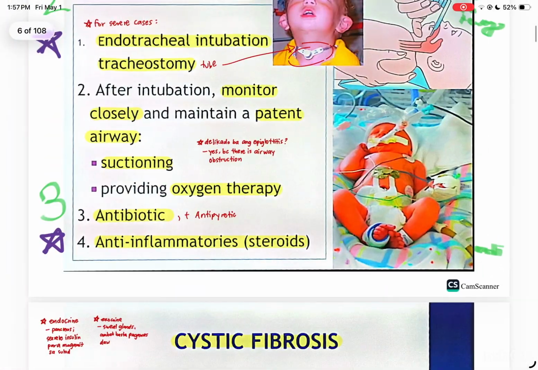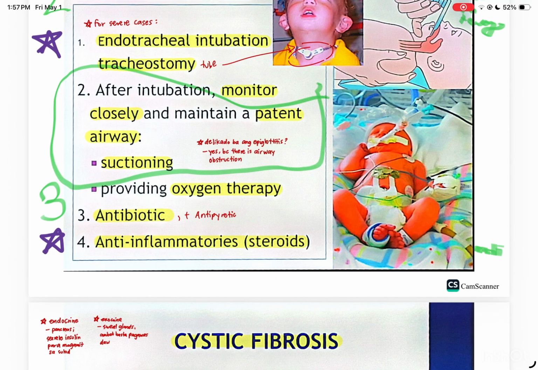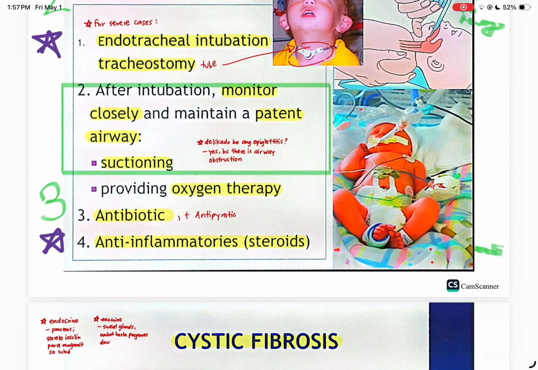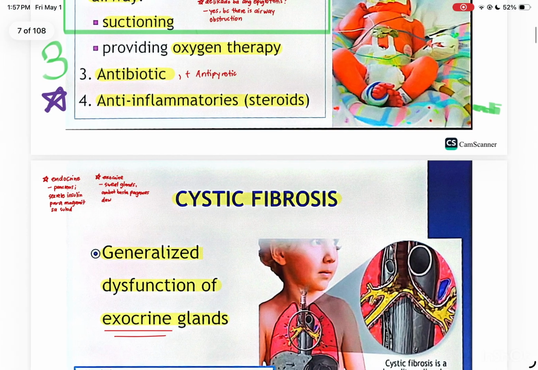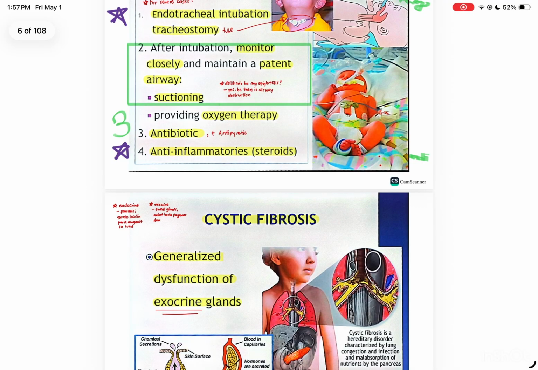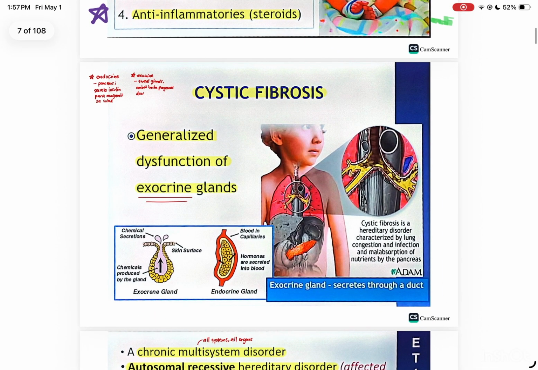Okay, so we're going to write that. Intubation, tracheostomy. And the next thing we have to remember is that we need to give anti-inflammatories. After intubation, monitor the patient closely and maintain a patent airway. Suctioning, provide oxygen therapy, antibiotics, anti-inflammatories, which are steroids.